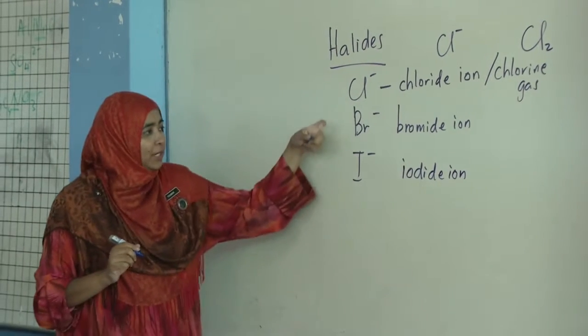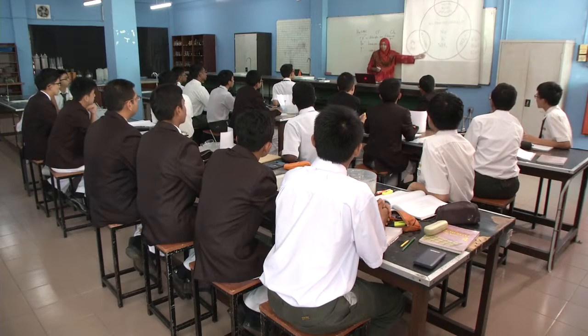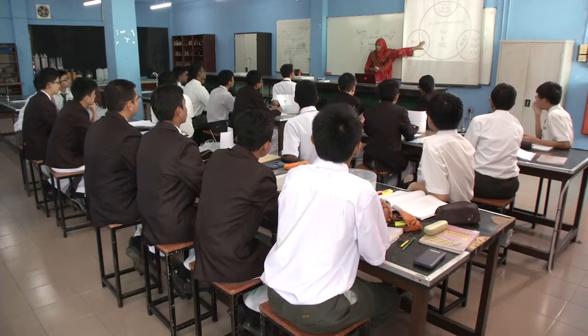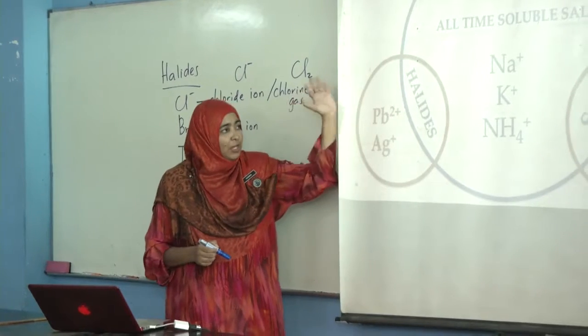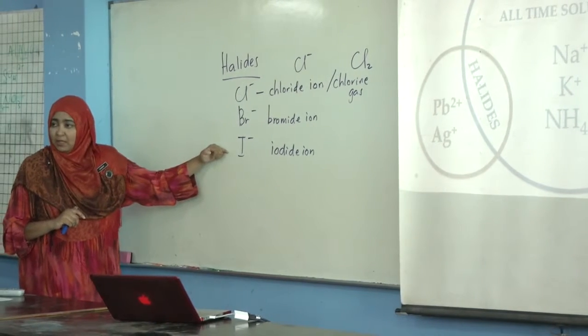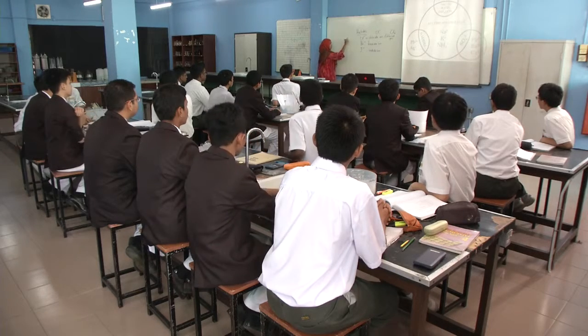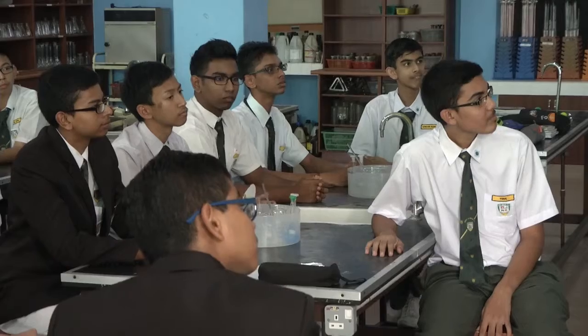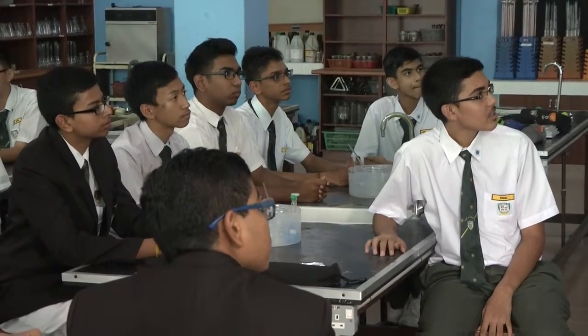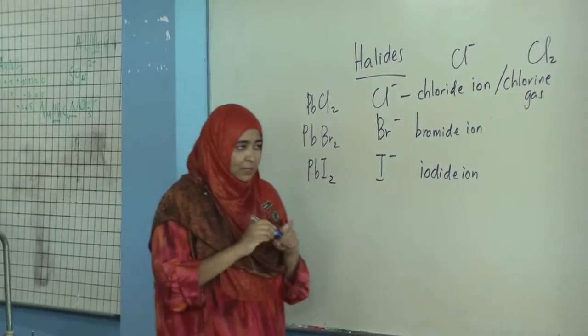Okay. So, for Cl-, Br-, and I-, they are all soluble because they fall in the blue region. But we have an exception. What kind of exception? We have Pb2+ and Ag+. When they are combined with any Cl-, Br-, or I-, they become an insoluble salt. So, for example, PbCl2, PbBr2, PbI2. Now, how to memorize this easier?